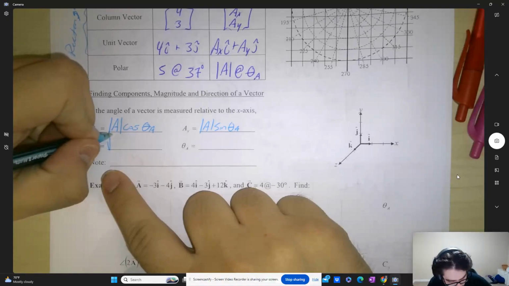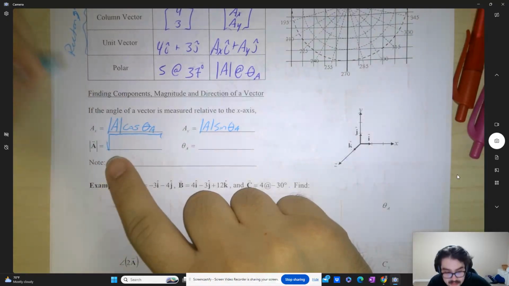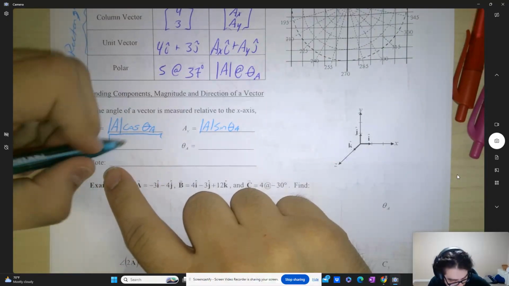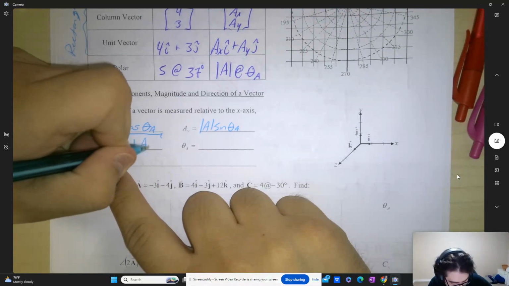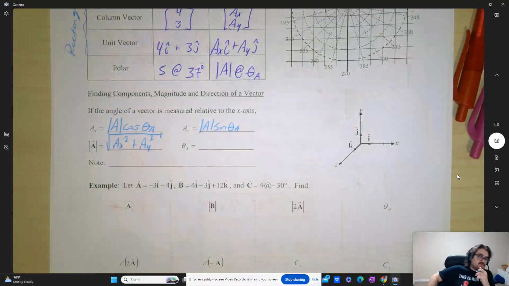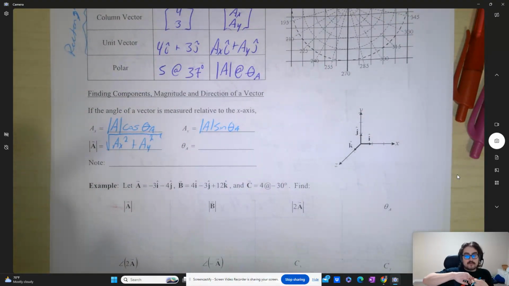Magnitude is the Pythagorean theorem. If you have the x and y components, they make a right triangle, so you Pythagorean theorem it: a sub x squared plus a sub y squared. Then you take the root of the whole thing, because if you don't take the root, it gives you the magnitude squared. You don't want the magnitude squared, you want the magnitude.